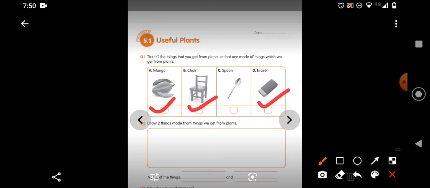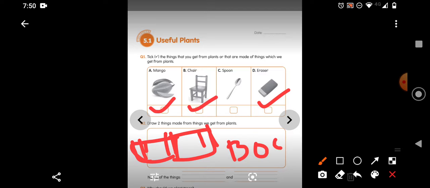Now see, draw two things made from the things we get from plants. We'll take from the plant and we'll make. So can you draw, children, on your own? What can you draw? You can draw even a cotton shirt. You can draw a chair. You can draw a book. Yes, I'll draw a book because we are all reading using the book only, no? So book from the paper which we get from the plant. So I will name it also book. Yes, like this you think and you do one more on your own, children.